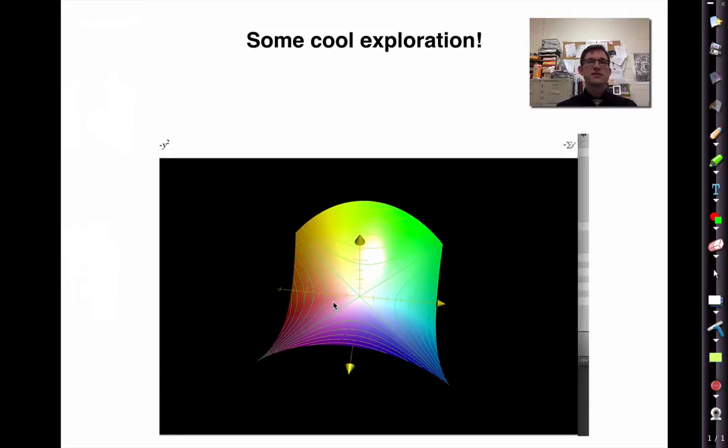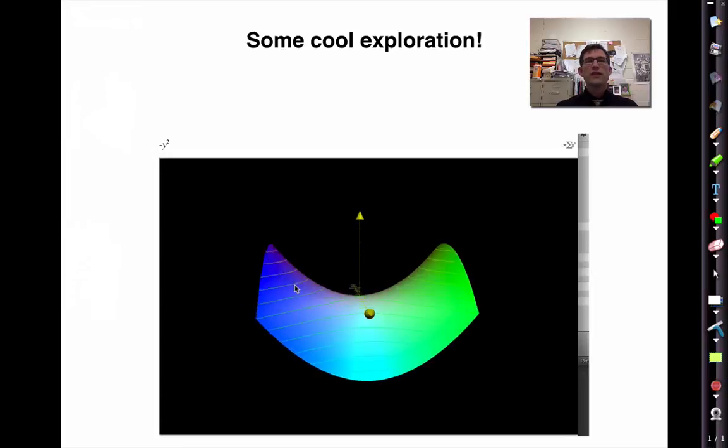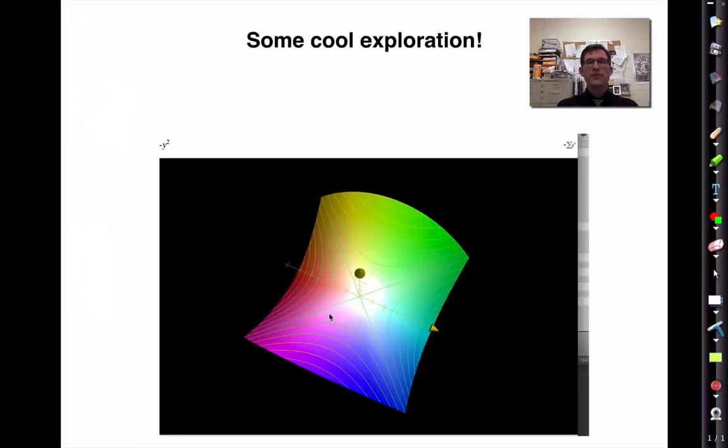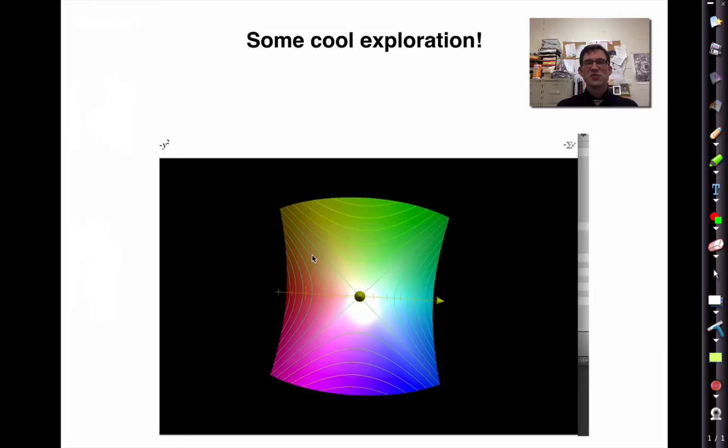Now again, it doesn't show you much when we're in the side view, but if we rotate it so we're looking right down from the top, there are those hyperbolas, all right? So it's really kind of neat.